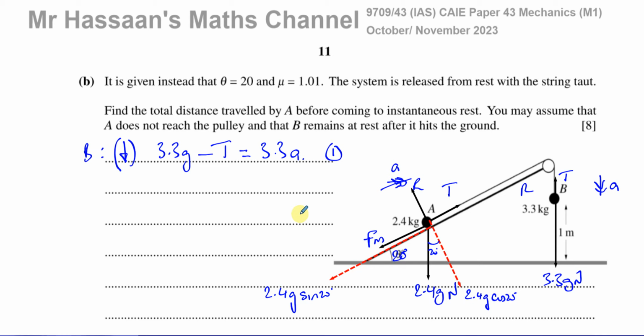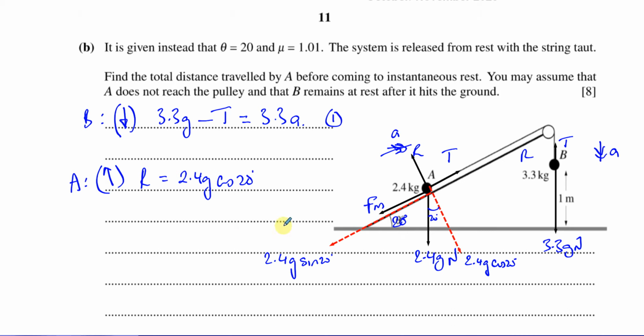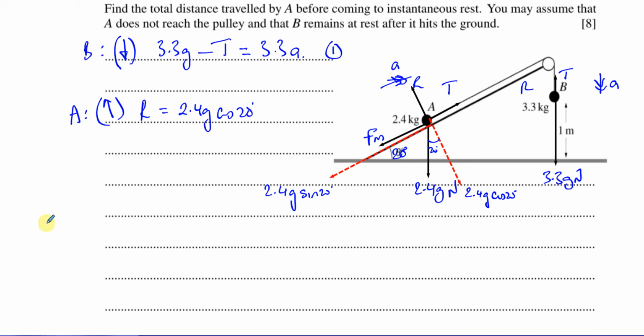Now I'm going to consider A, and I'm going to consider perpendicular to the plane, in which case we have R equals 2.4g times cosine 20 this time. Okay, that's what R is going to be. I'll leave it like that for now, and we'll round it when we need to. Now we're going to resolve parallel to the plane, upwards, as it's moving upwards. So we have T, minus F max, minus 2.4g sine 20, and that's equal to the mass times acceleration.